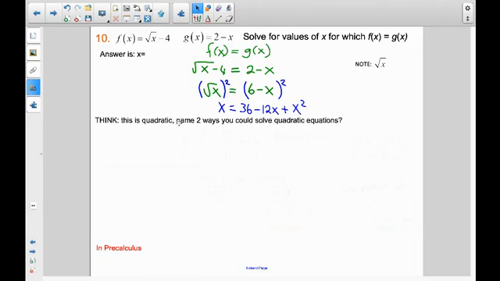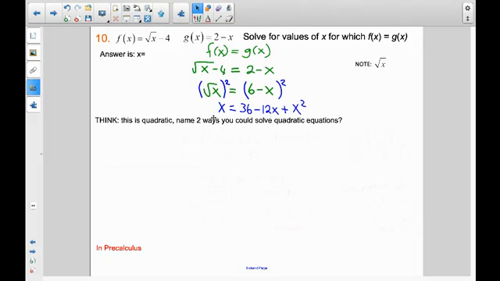This is quadratic. Think of 2 ways. You name me 2 ways you could solve a quadratic equation. When you're solving a quadratic, normally the first step is to make it equal to 0, and then you could either factor it or you could use a quadratic formula.